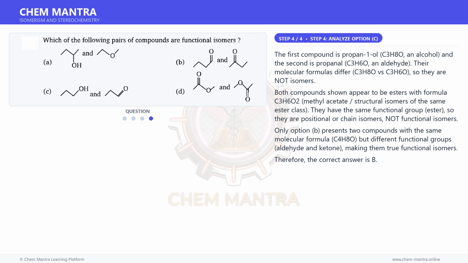And for the final step, the first compound is propan 1-ol C3H8O, an alcohol, and the second is propanol C3H6O, an aldehyde. Their molecular formulas differ, C3H8O versus C3H6O, so they are not isomers.